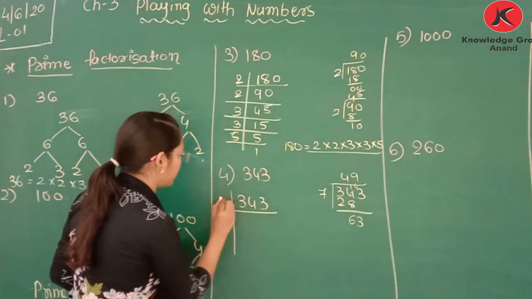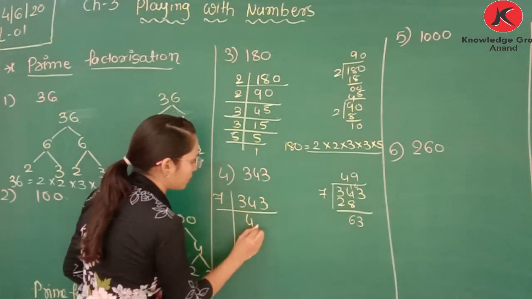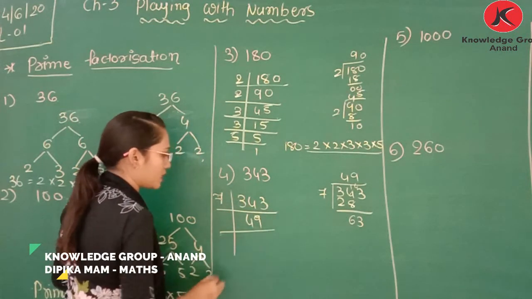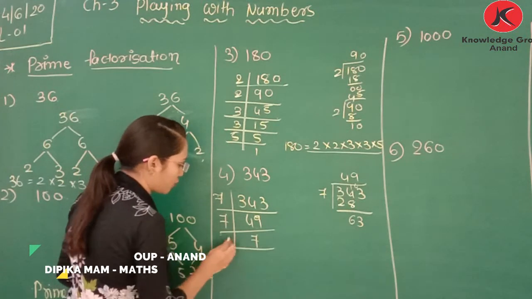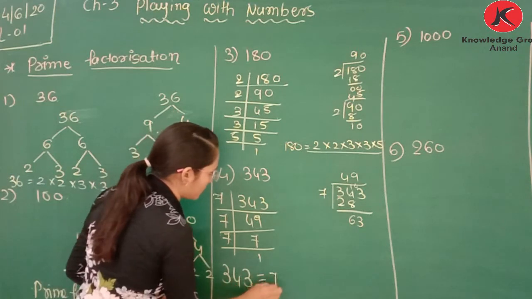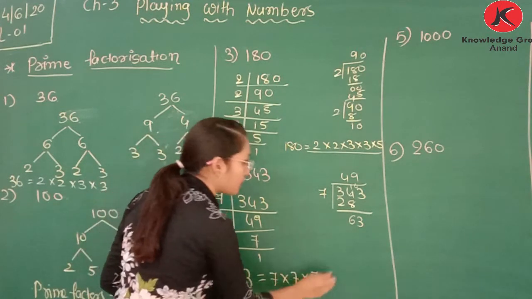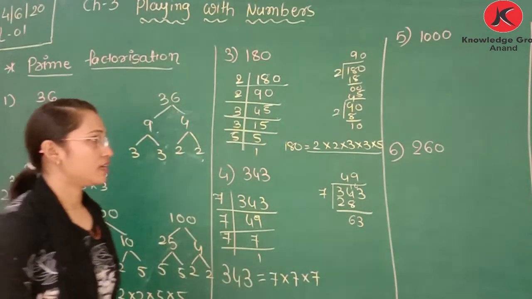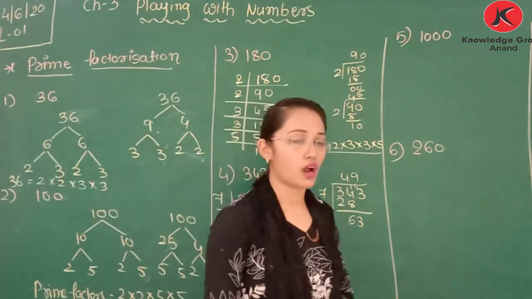49 is 7 times 7. 49 is divisible by 7. 7 7s are 49 and 7 1s. So the prime factorization of 343 is 7 multiplied by 7 multiplied by 7. Clear? Now the next question, 1000.